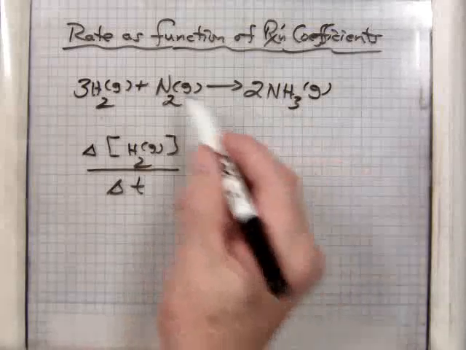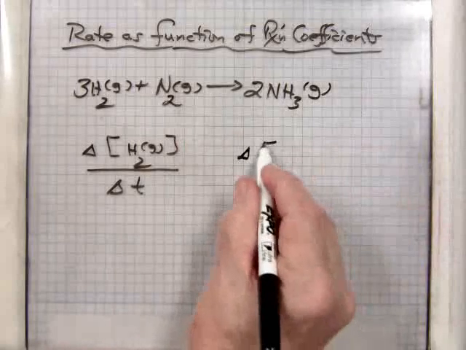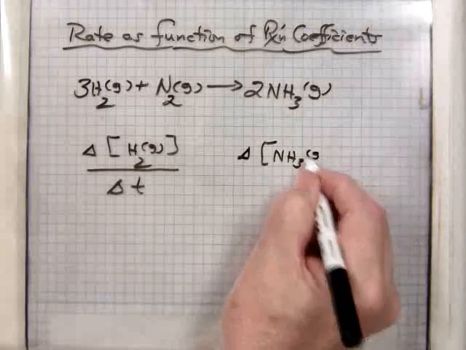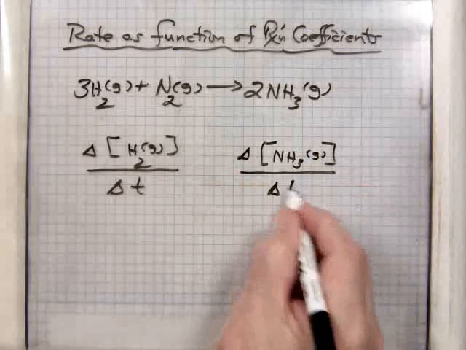Then, let's just go over here to ammonia and do that one. You would write that one, NH3 as a gas, over a change in time also.